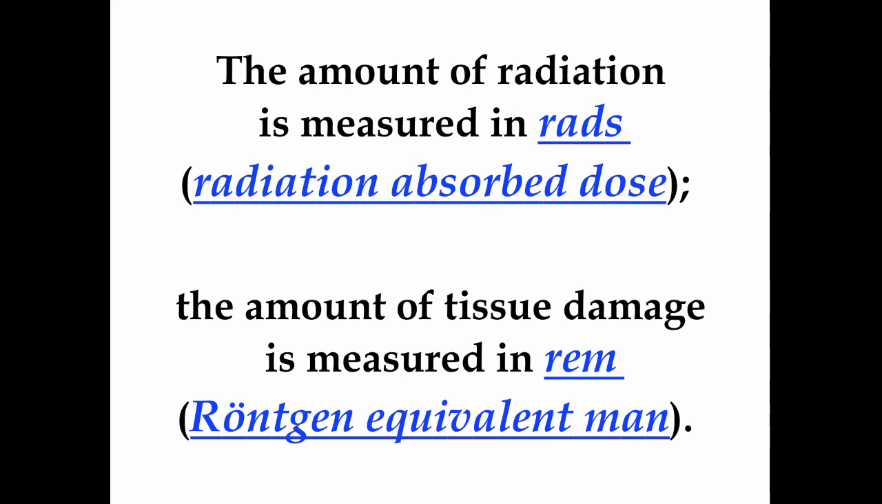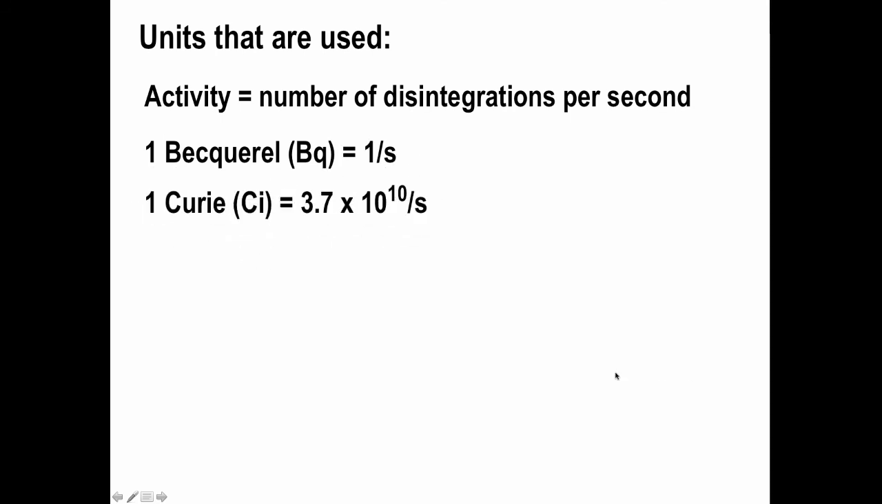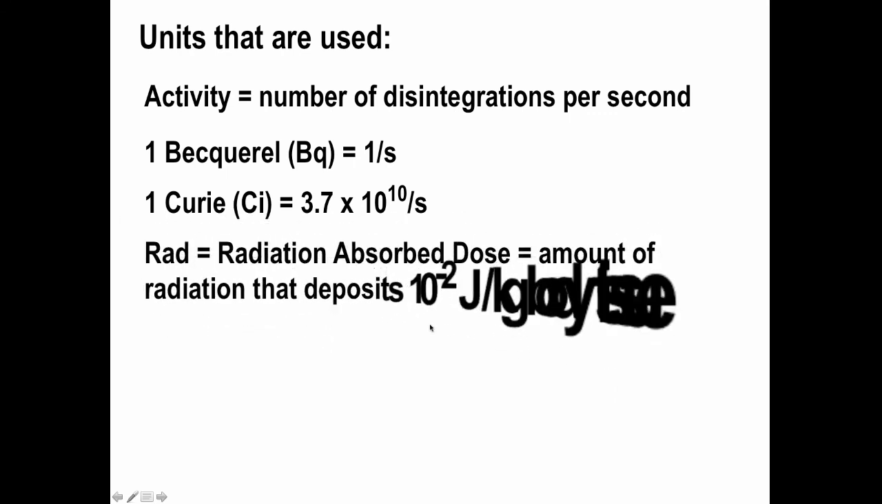We measure radiation in a couple different ways, actually more than a couple. One is what's called a rad, for radiation absorbed dose. That measures the amount of radiation directly. Then tissue damage depends upon what type of radiation we have, and that's often measured in what's called REM, for Röntgen Equivalent Man. And other units we use for activity: disintegrations per second, where 1 becquerel is a disintegration per second, or for lots of disintegrations per second, we use the curie.